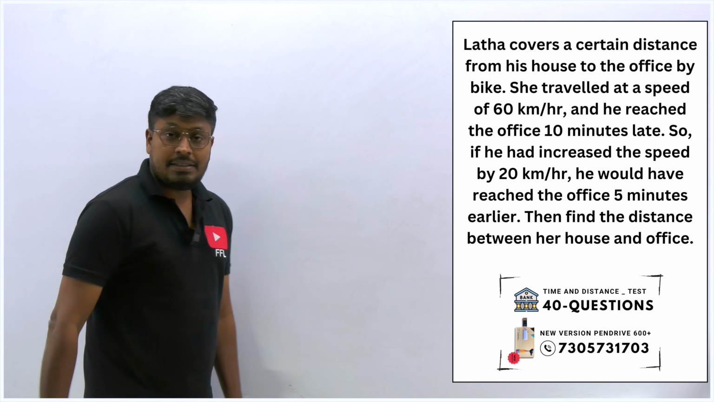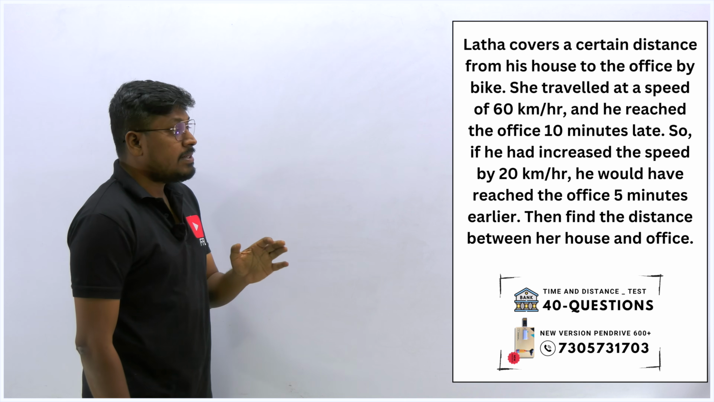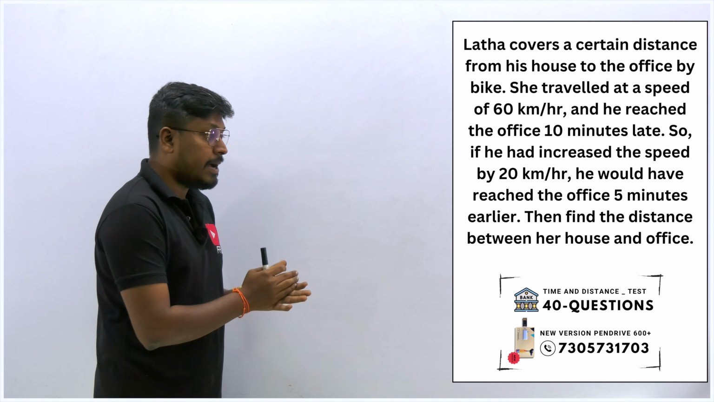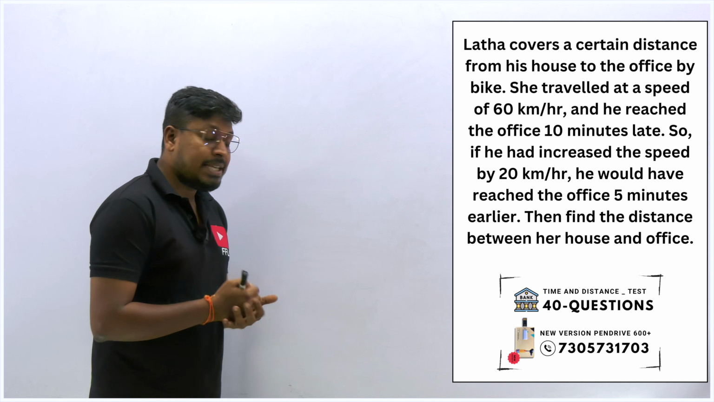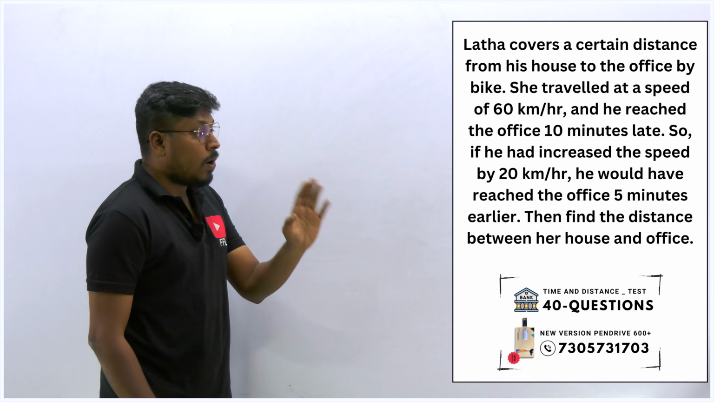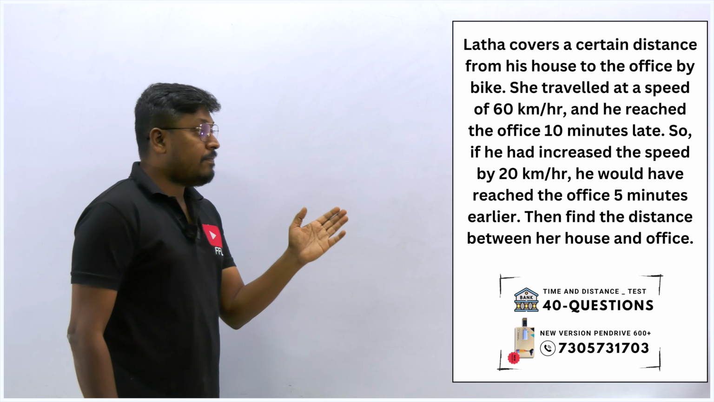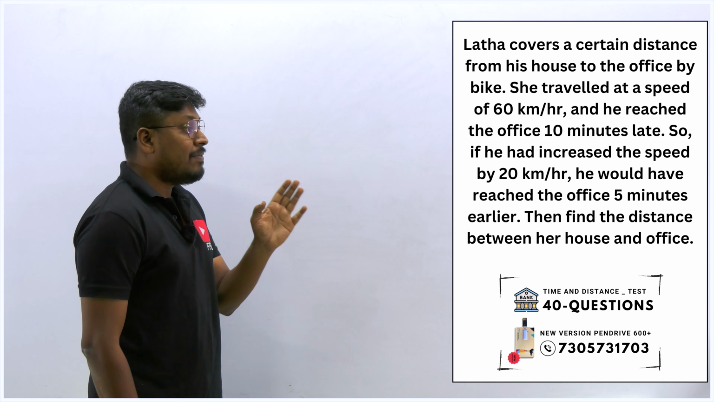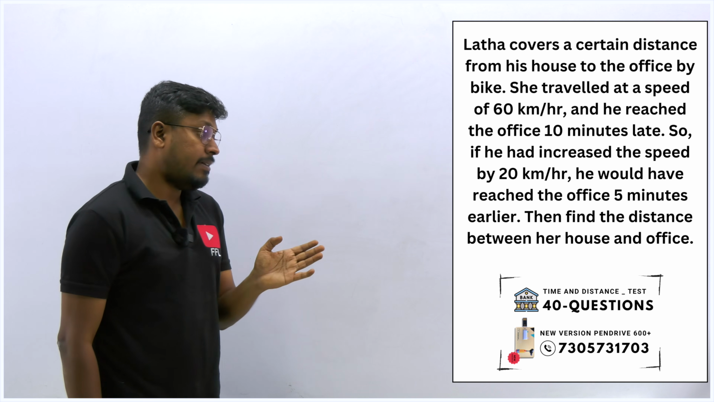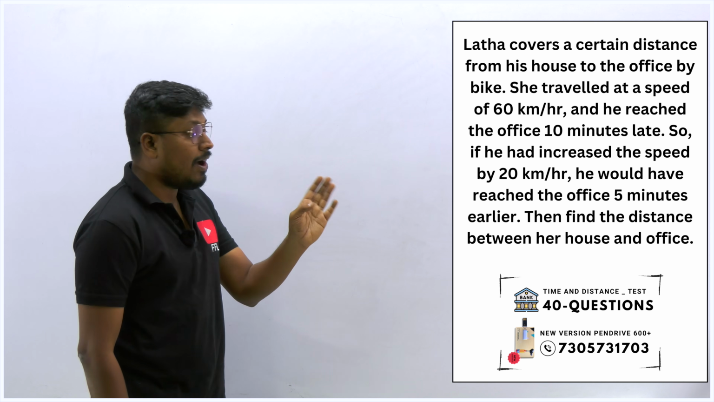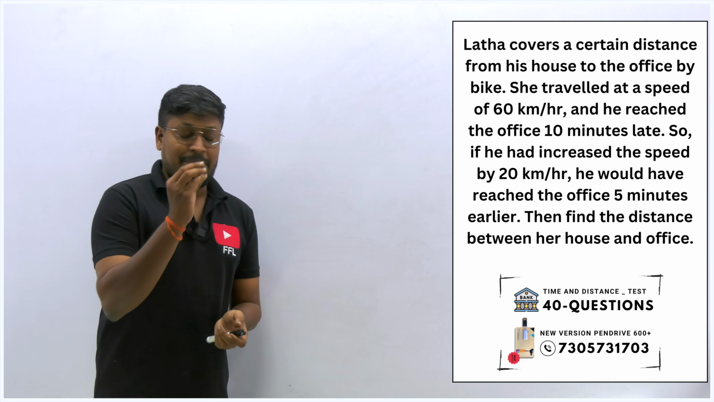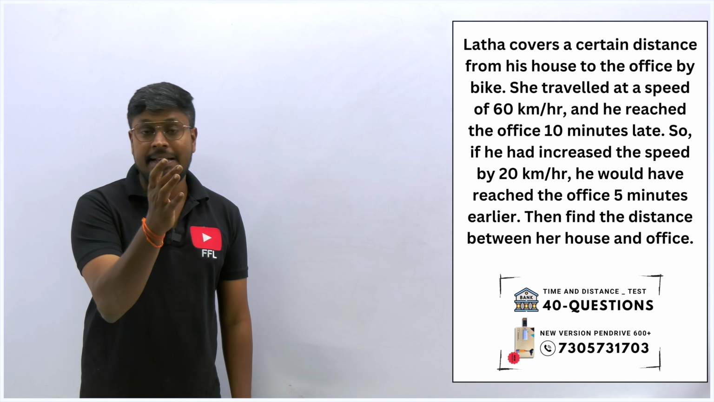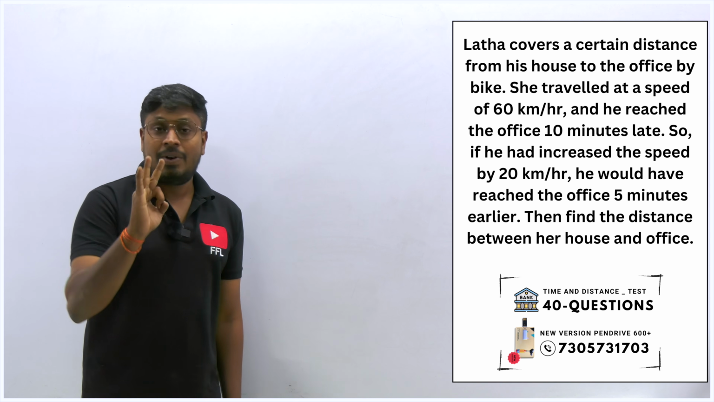So here is the third question. Lata covers a distance from the house to her office by a bike. She traveled at a speed of 60 km per hour and reaches the office 10 minutes late. If she had increased the speed by 20 km per hour, she would have reached the office 5 minutes early. Find the distance between the house and the office. The most important concept is late and late, or late and early, or early and early. So three concepts are there.